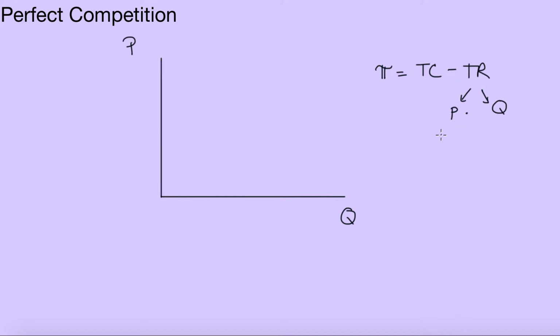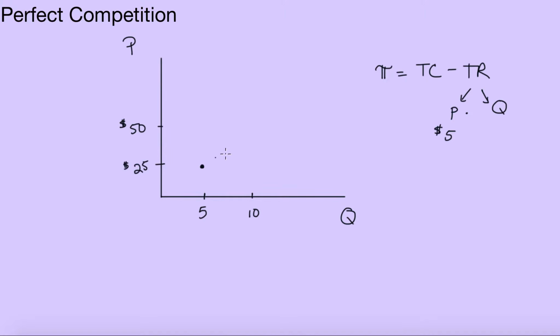Okay, so what is the total revenue curve going to look like? Well, let's just do a smaller scale. If a firm sells 5 units, and we know that the price is always going to be $5, then 5 times $5 would be $25. Okay, so that would be one point on our curve. If they were to sell 10 units, 10 times $5 would be $50.